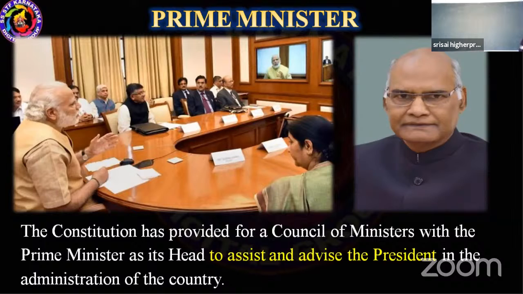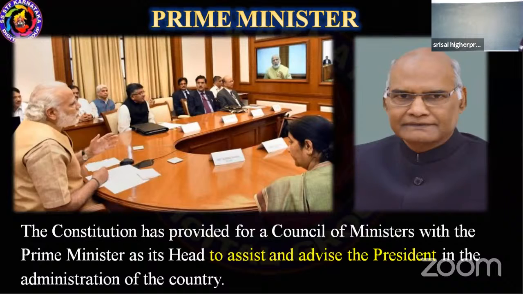Like him, there are 27, including him, 28 MPs in Karnataka. These 28 MPs will take part in the selection of the Prime Minister, and later on some of them will get ministerial portfolios through the Prime Minister. All these are responsible for the executive body here, including the Prime Minister.